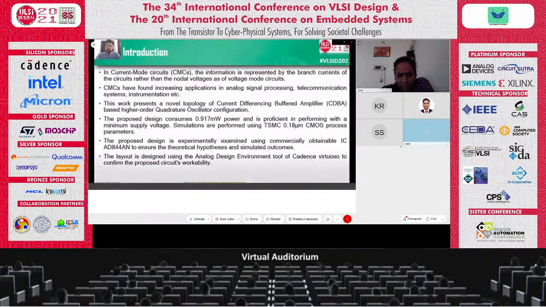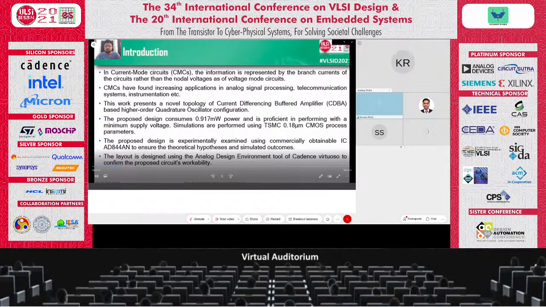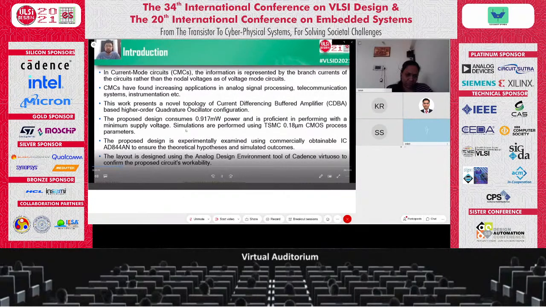So these two regulating modes work to provide constant control of the supply. In current mode circuits, the information is represented by the branch currents rather than the nodal voltages as in the voltage mode circuit. So here, the current rather than the voltage is primary. We can find applications of current mode circuits in the field of analog signal processing, telecommunication systems, instrumentation, etc. This work presents a novel topology of a current differencing buffered amplifier based higher order quadrature oscillator configuration.